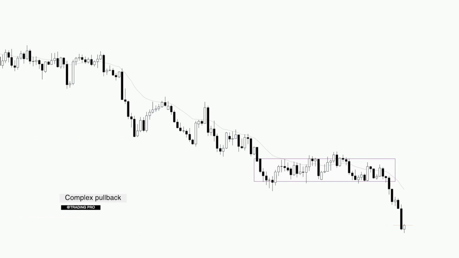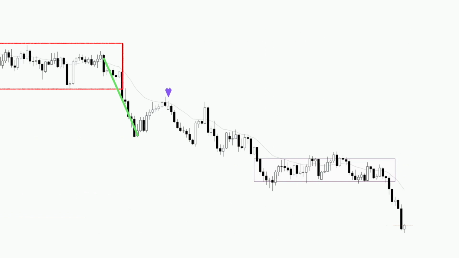Let's look at a case of a complex pullback. The arrow marks a simple pullback, while the box marked with a rectangle is a complex pullback. In my analysis system, all consolidation patterns are referred to as pullback patterns. Why did the price continue to fall after a simple pullback at the arrow? Recall the knowledge I just mentioned. Before this, the price was in a range, and the subsequent strong fall broke through this range.